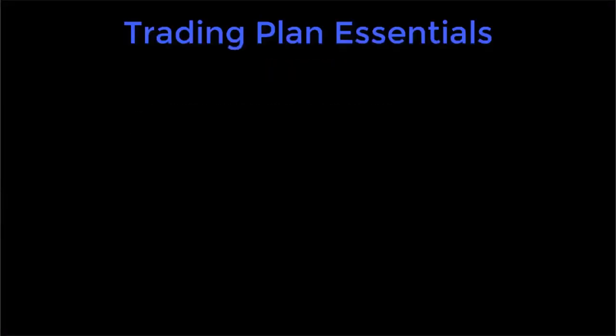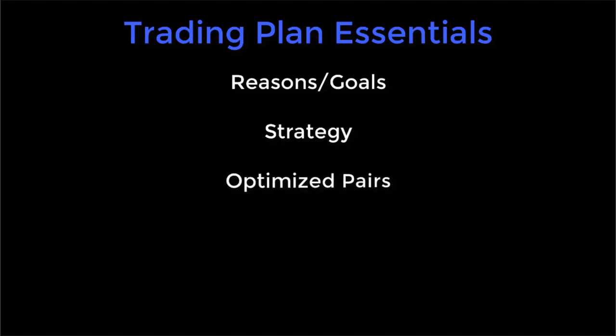Okay, traders, so now we're going to move on to the essential parts of a trading plan. Let's go ahead and discuss those. One of the first things we're going to look at is reasons and goals for your trading. Why do you do this, and what are your goals for your trading in general? Next, we'll take a look at the strategy that needs to be in your trading plan. You need to have rules set forth for your entries, stops, and targets. Then the optimized pairs that you're going to be trading. It's a very important part of your trading plan as well.